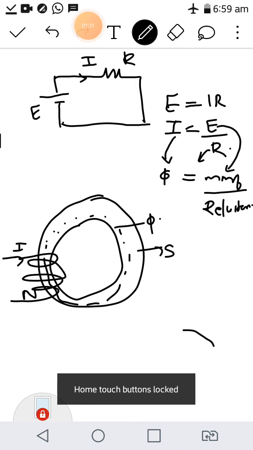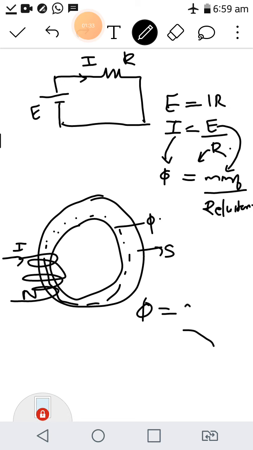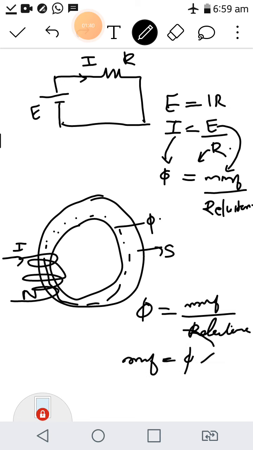Here you can calculate phi is equal to MMF divided by reluctance, or MMF is equal to phi into reluctance. So this comparison always helps you to understand the principles or the formulas very easily. Otherwise, when you focus only on the magnetic circuit, you may feel that you have to learn all these things by heart. It's not like that. You always compare with that of the electrical circuit. How did we do this in electrical circuit? The same thing you can apply in the magnetic circuit also.